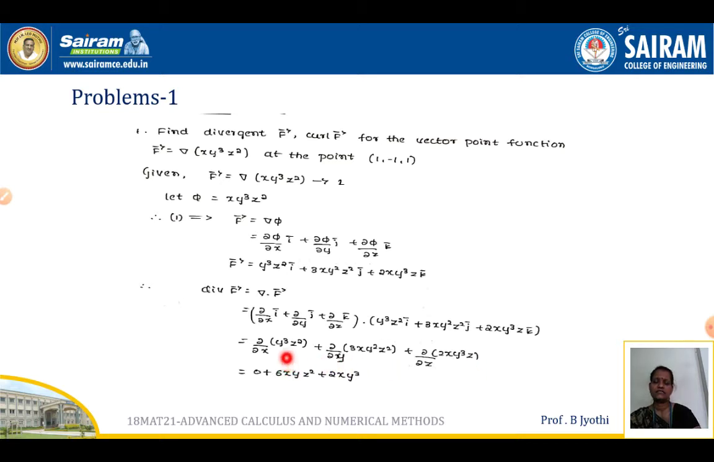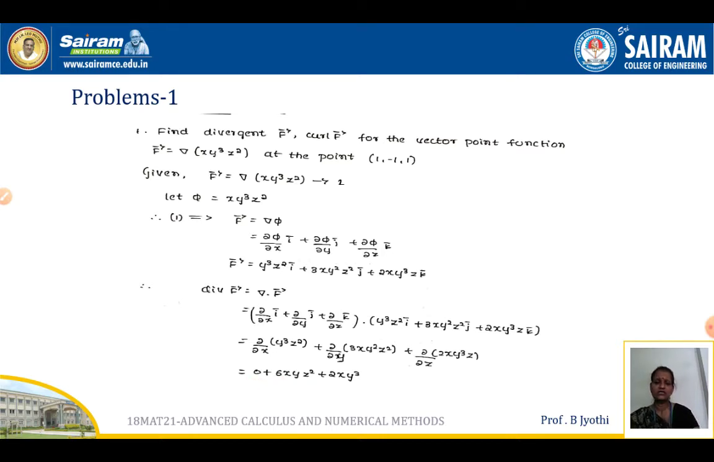Since in the first term we don't have an x term, it will become 0. In the second term we have a y square term. If we differentiate it, it will become 2y. So when we multiply by 3, it will become 6xyz square, plus, we have a z term here. When we differentiate this z term, it will become 1. So we get 2xy cube. So the required divergence of f is given by this.